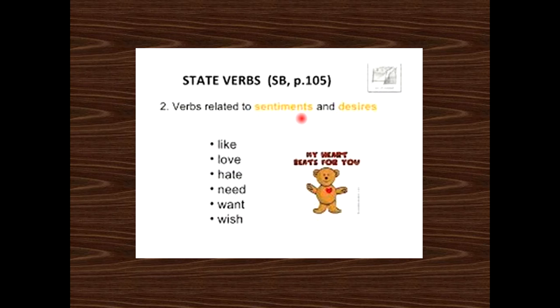Now state verbs. Verbs related to sentiments and desires. For example, if you use like, love, hate, need, want, wish in sentences, like for example, "My heart beats for you."